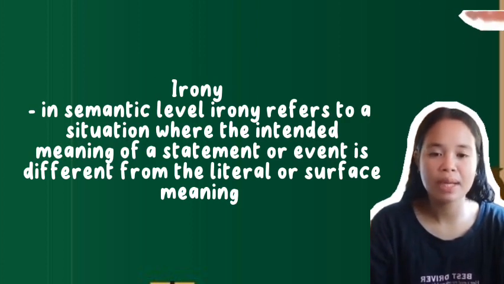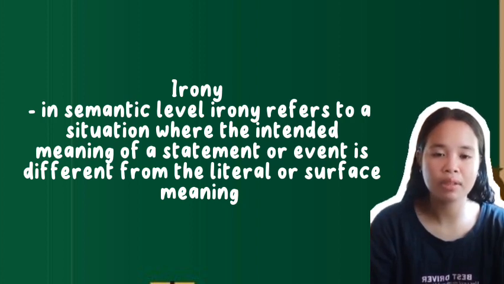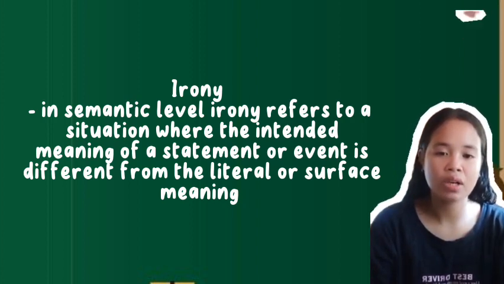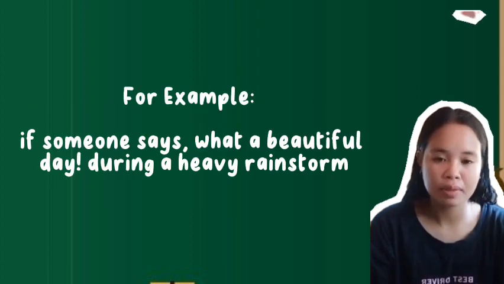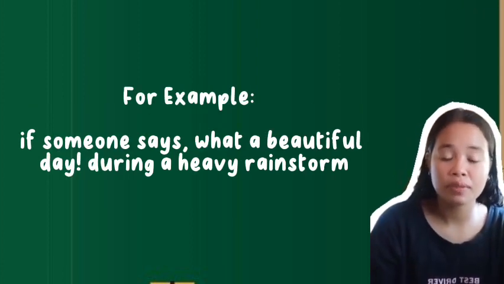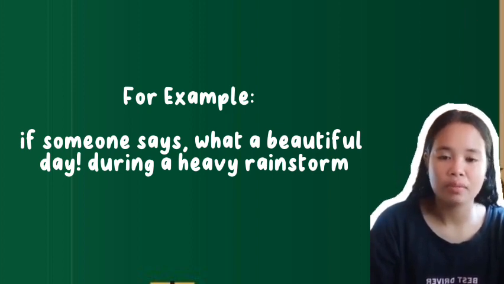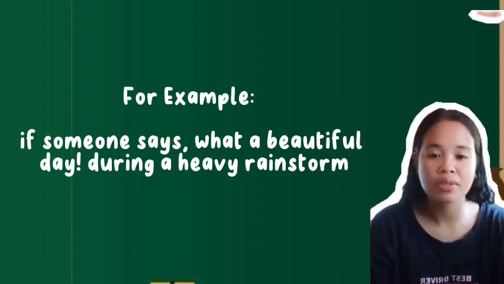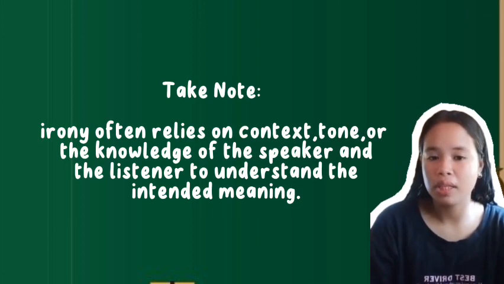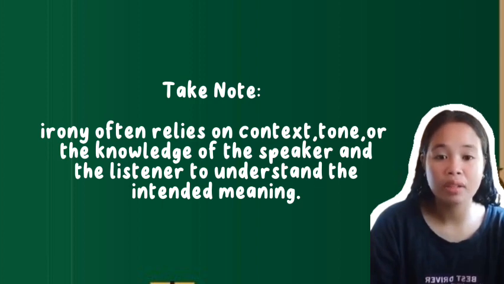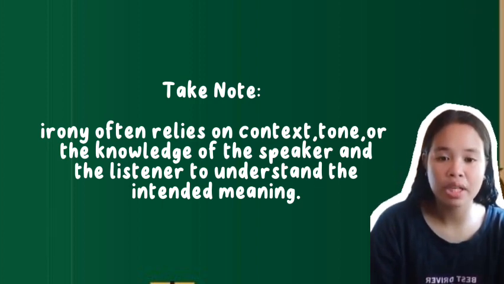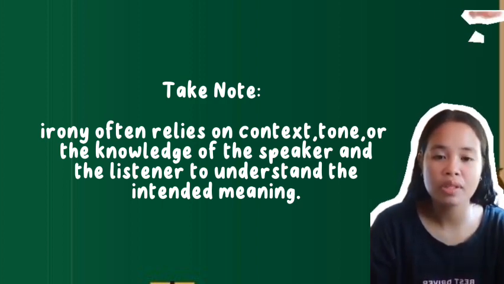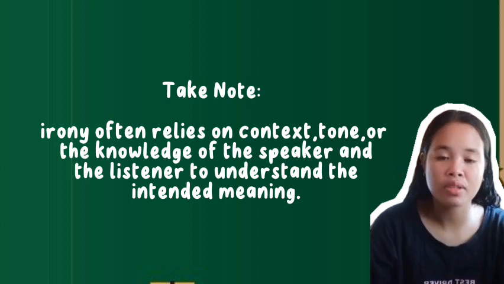Irony. In semantic level, irony refers to a situation where the intended meaning of a statement or event is different from the literal or surface meaning. For example, if someone says, "What a beautiful day," during a heavy rainstorm, the irony lies in the contradiction between the literal meaning of the words and the actual conditions. Take note that irony often relies on context, tone, or knowledge of the speaker and the listener to understand the intended meaning. It can be used to create humor, sarcasm, or to convey a deeper message or criticism.